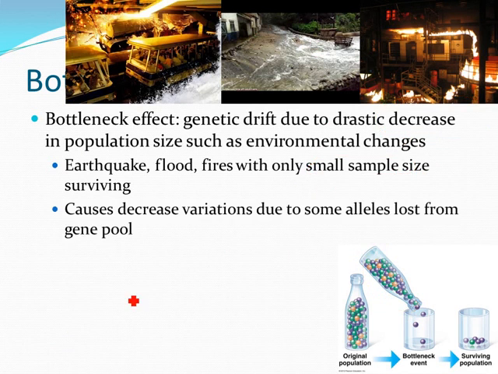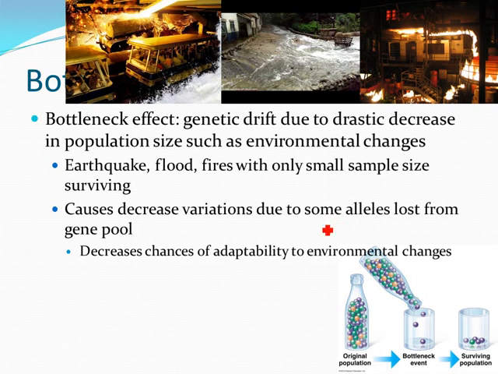So the cause of the decrease in variation is due to some alleles that are lost from the gene pool due to the environmental changes. And if we end up decreasing the variation, then it's going to be representative of that particular new population. So it will also decrease the chances of being able to adapt to new environmental changes.